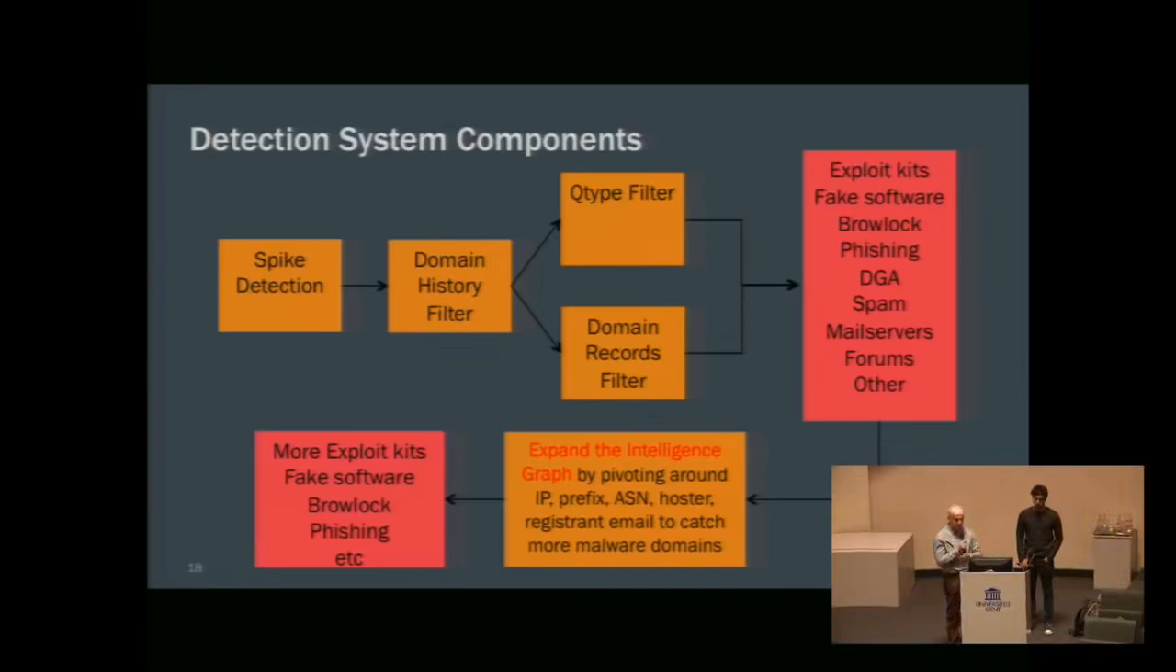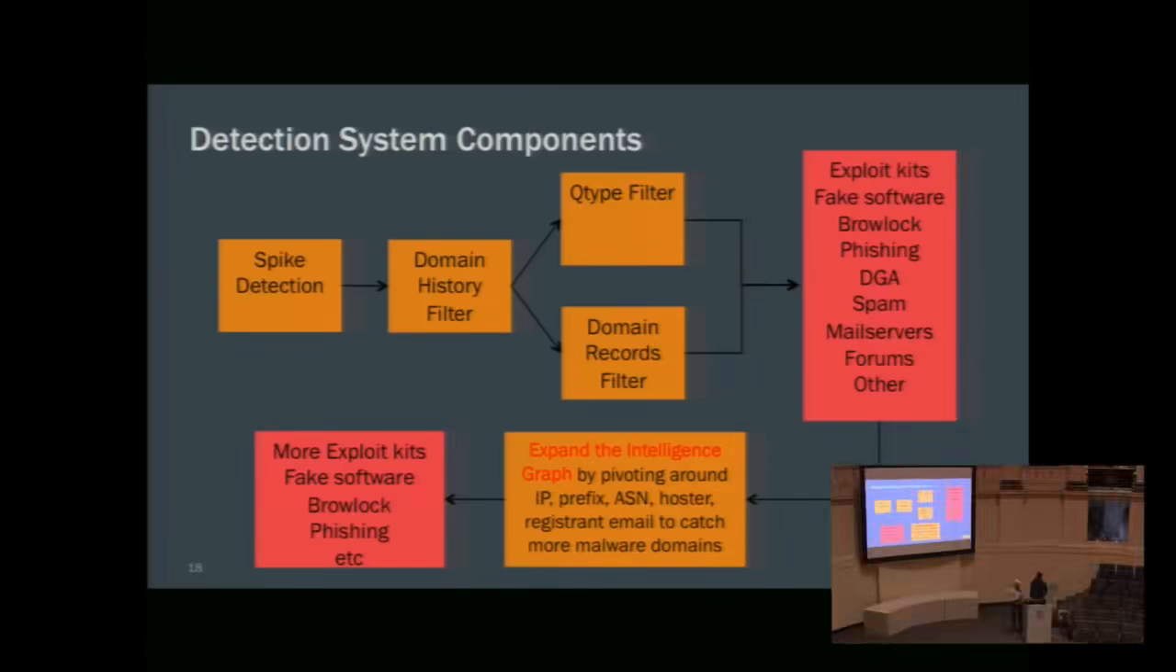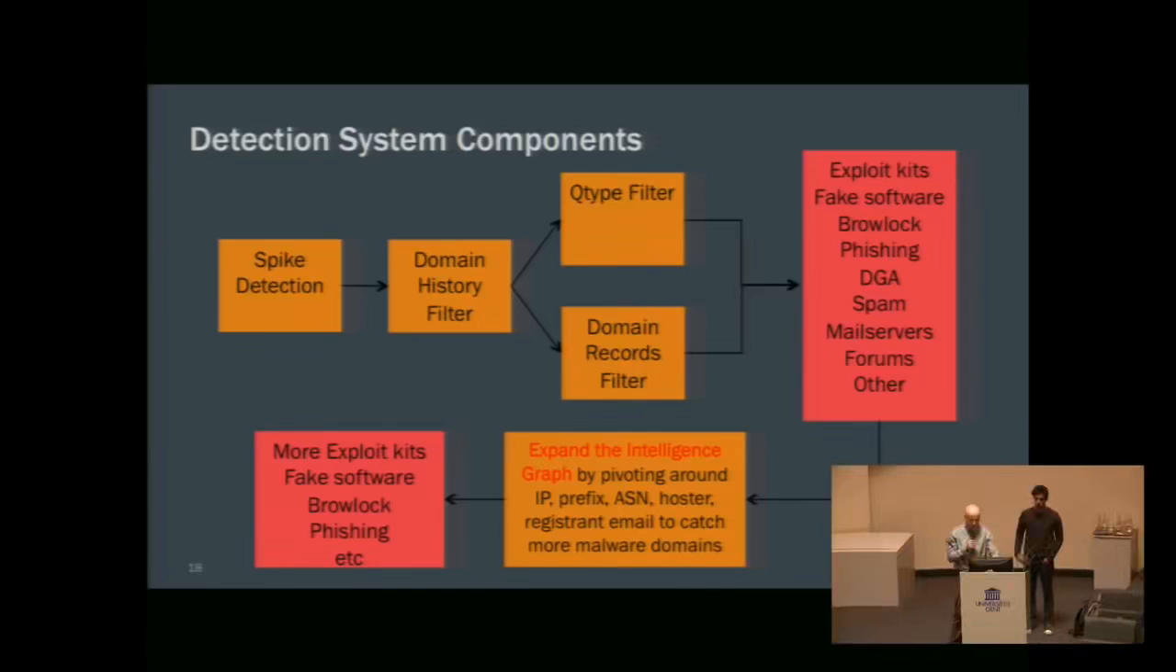Now, having obtained that final set, which is quite refined, we still need to expand the intelligence graph. So we pivot around the IPs, the ranges, the ASNs, the smaller hosters, the registrant emails, any kind of indicator that you can extract from that set that will help you identify other things and enrich your graph. The process can keep going through different hops as much as you want.